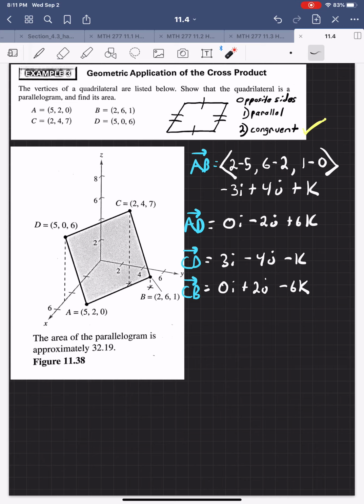Can you also spot for a second, let's just look at these two vectors. Can you see how the signs are opposite? Negative 3i, 4j, plus 4k, positive 3i, minus 4j, minus k. That tells me that they're parallel to each other.